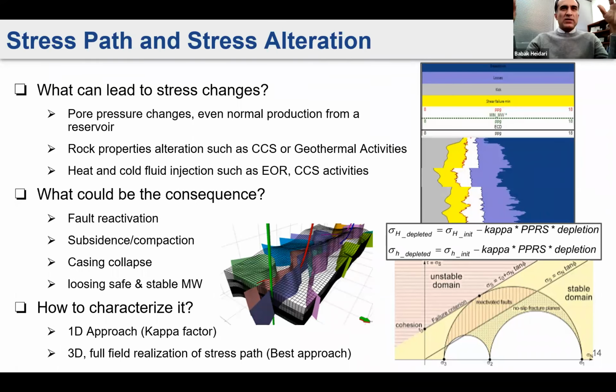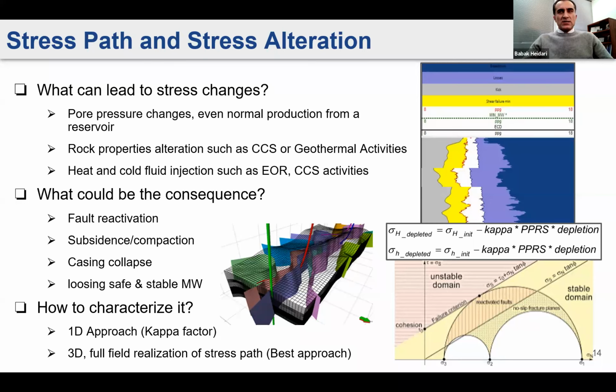We cannot assume that the stresses are fixed. We have to model them, we have to characterize them, and we have to understand them. So there are approaches. In the 1D approach, these are the two equations that I generally use. They are around the kappa factor and then calculating the decrease or increase in the horizontal stresses.